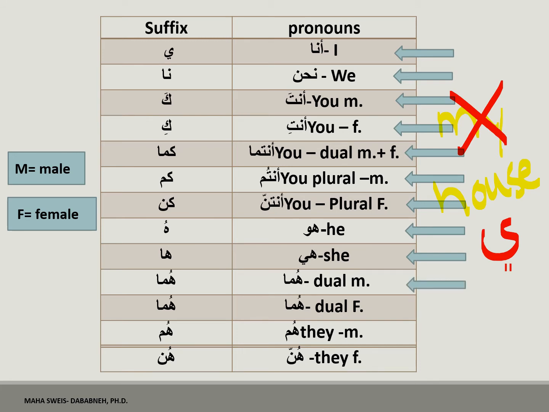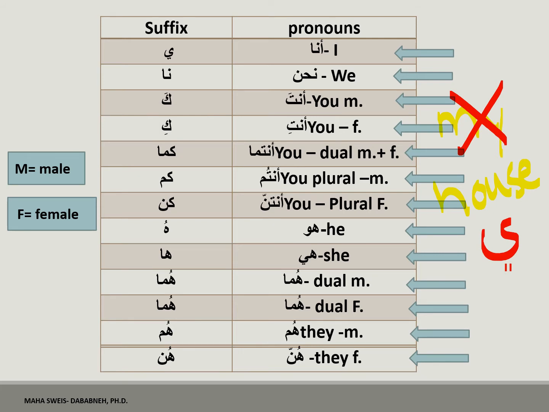Dual noun هما, one for male, one for female. We suffix the same pronoun هما. هم, group of males, we suffix هم. هن, group of females, we suffix هن.